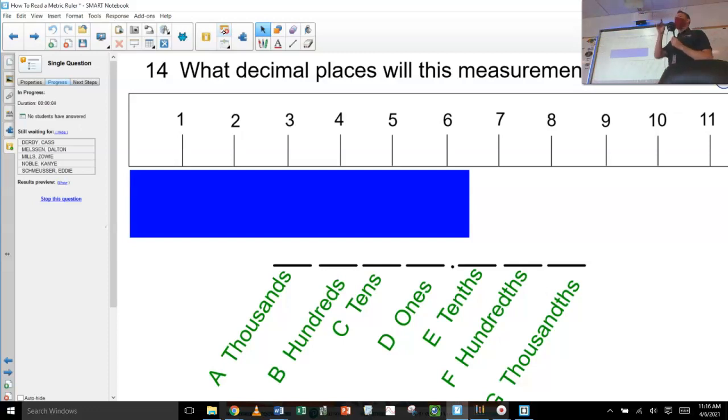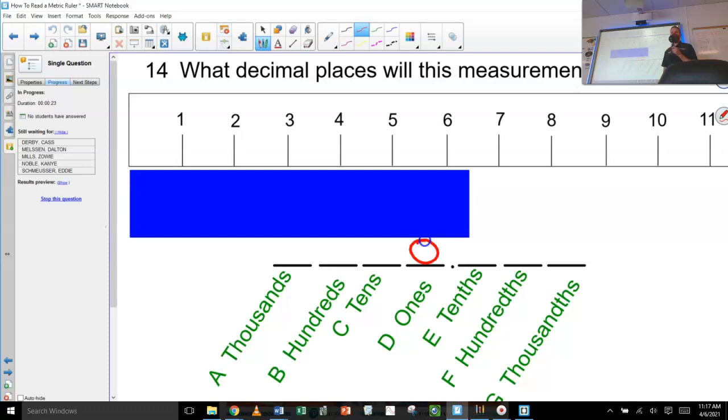Here's what I'm asking with this question. What decimal places will this measurement have in it? First question, what is printed on the ruler? The ones. So you're definitely going to have the ones place. Are there 10 tick marks? No, there's not. So how many places to the right do you go? Only one.